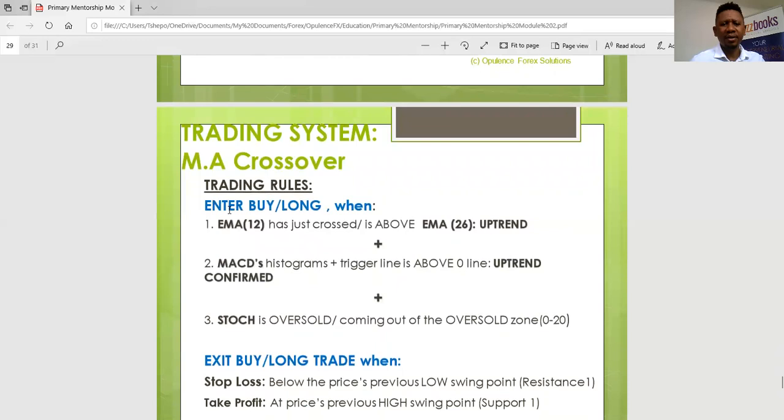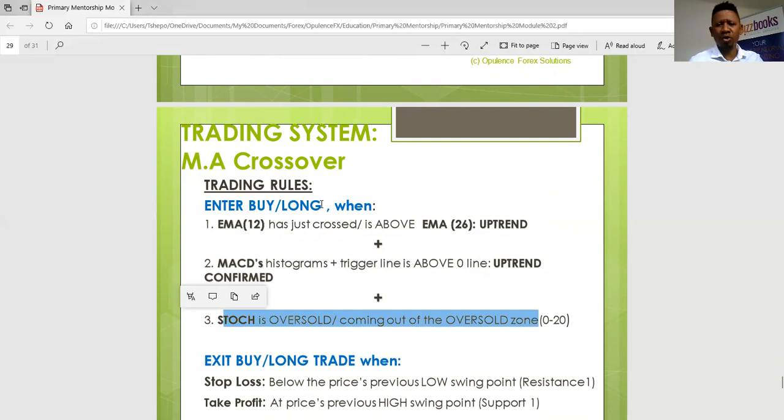We buy when 12 has crossed 26 up, or it's above 26, because it's going to be an uptrend. The MACD histograms must also be, and the trigger line must be, above 0, above the MACD line. That will be uptrend confirmed. Then the stochastics must be oversold. So that's the rule. This is the buying rules.